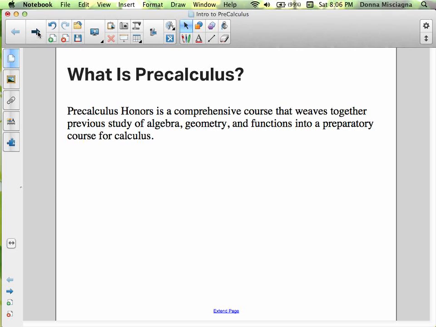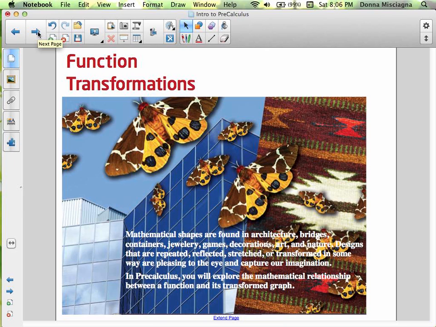First, we're going to learn about function transformations. In our diagram here, we have some examples of transformations in nature, in construction, in textiles. Mathematical shapes are found in architecture, bridges, containers, jewelry, games, decorations, art, and nature. Designs that are repeated, reflected, stretched, or transformed in some way are pleasing to the eye and capture our imagination. In PreCalculus, you will explore the mathematical relationship between a function and its transformed graph.